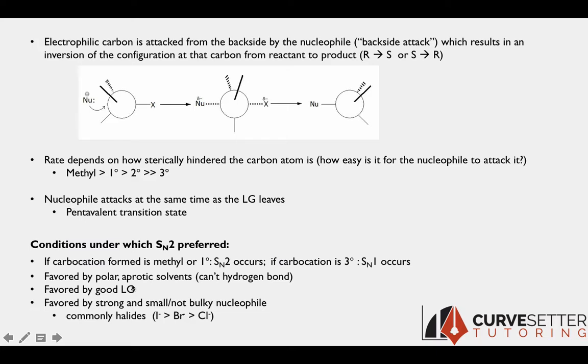It's also favored by a good leaving group, because the leaving group needs to leave as the nucleophile attacks, so a good leaving group favors SN2. And it's also favored by a strong and small nucleophile. So a small nucleophile is really able to attack that carbon with minimal steric hindrance. So a more bulky nucleophile would have trouble coming in and attacking that carbon, which is bound to 4 other groups already. Commonly, a strong and small nucleophile, which favors SN2, are the halides.